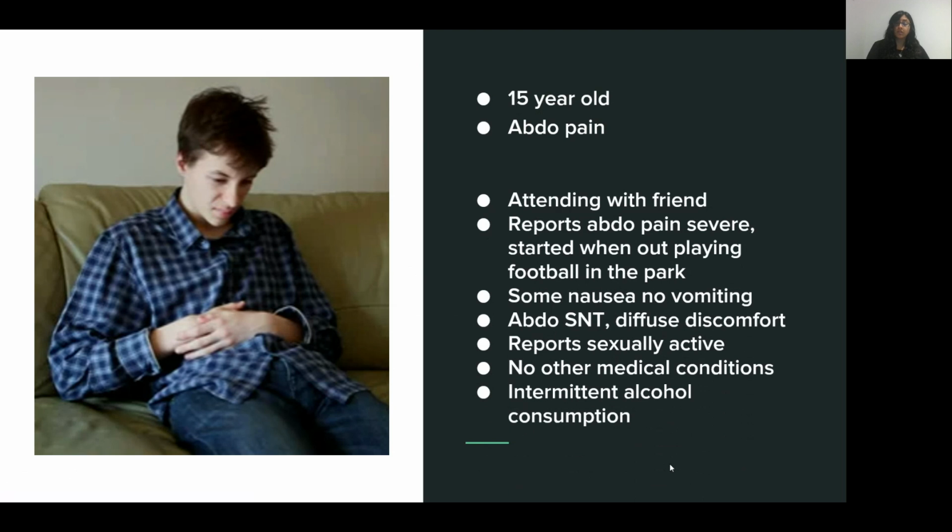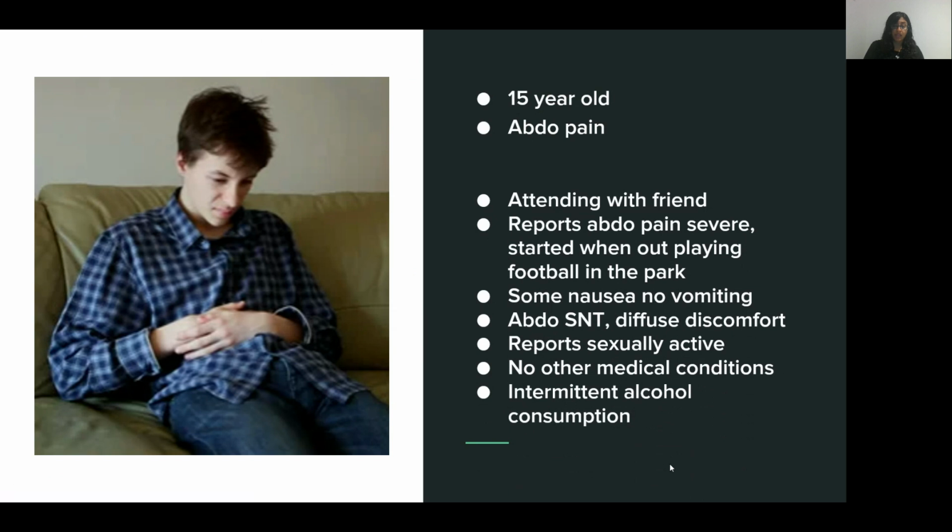Kind of diffuse over the lower part of his body. His abdomen's soft, non-tender, so we're not worried about a surgical abdomen. We're not worried about appendicitis. He's got diffuse discomfort, but there's no guarding, no rebound. He reports he is sexually active. He reports he has intermittent alcohol consumption, but no other drugs. Got no medical conditions, normally fit and well. He's being a bit shifty at his friends there, but is happy for his friend to stay.